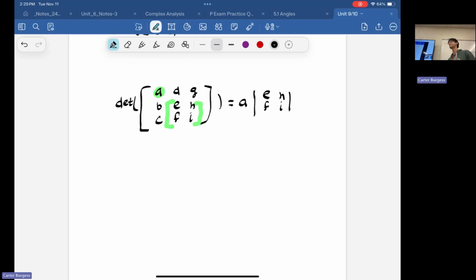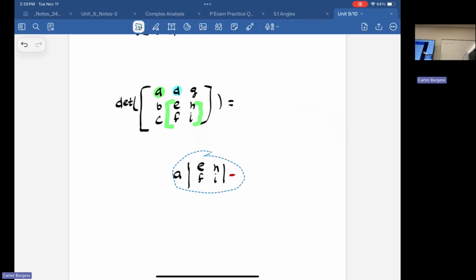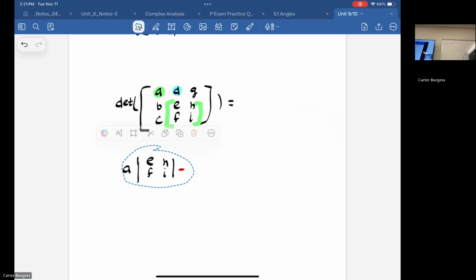We slide over. When we slide over, we're going to alternate between plus or minus. So positive, negative, positive, negative, positive, negative as we go. So the next entry is going to be a minus. I am now looking at D. Exactly, and then distribute the A through it. Important to note here, we are taking determinants. This is the determinant of that 2 by 2.